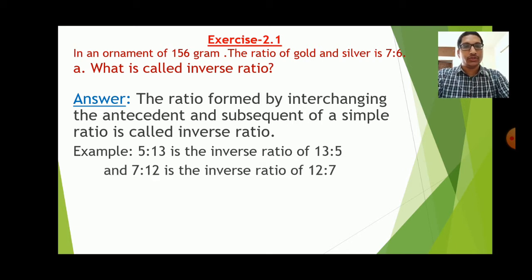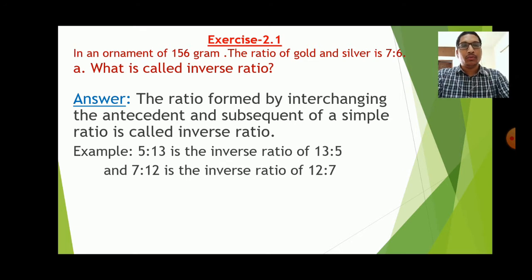Here 7:12 is the inverse ratio of 12:7. Why? Here the main ratio is 12:7. So this ratio's antecedent is 12 and subsequent is 7. So if we interchange 7 and 12, then we will get 7:12. So here 7:12 will be the inverse ratio of 12:7.